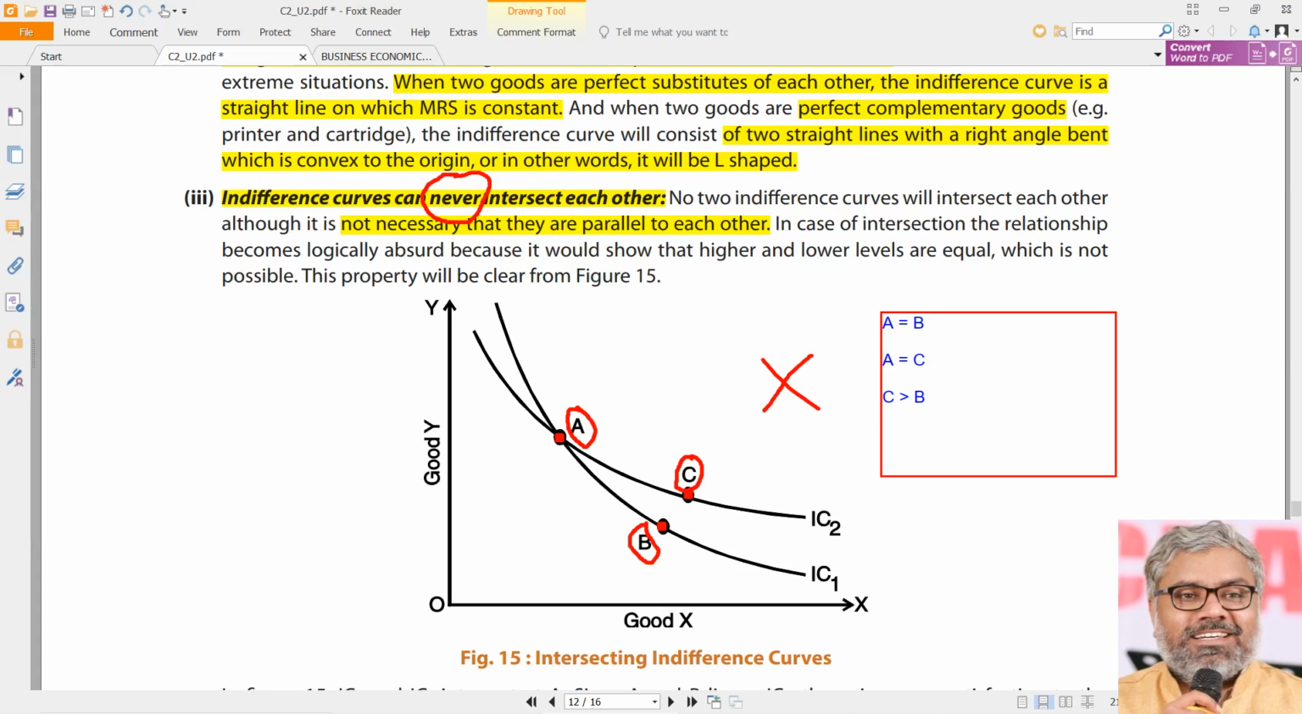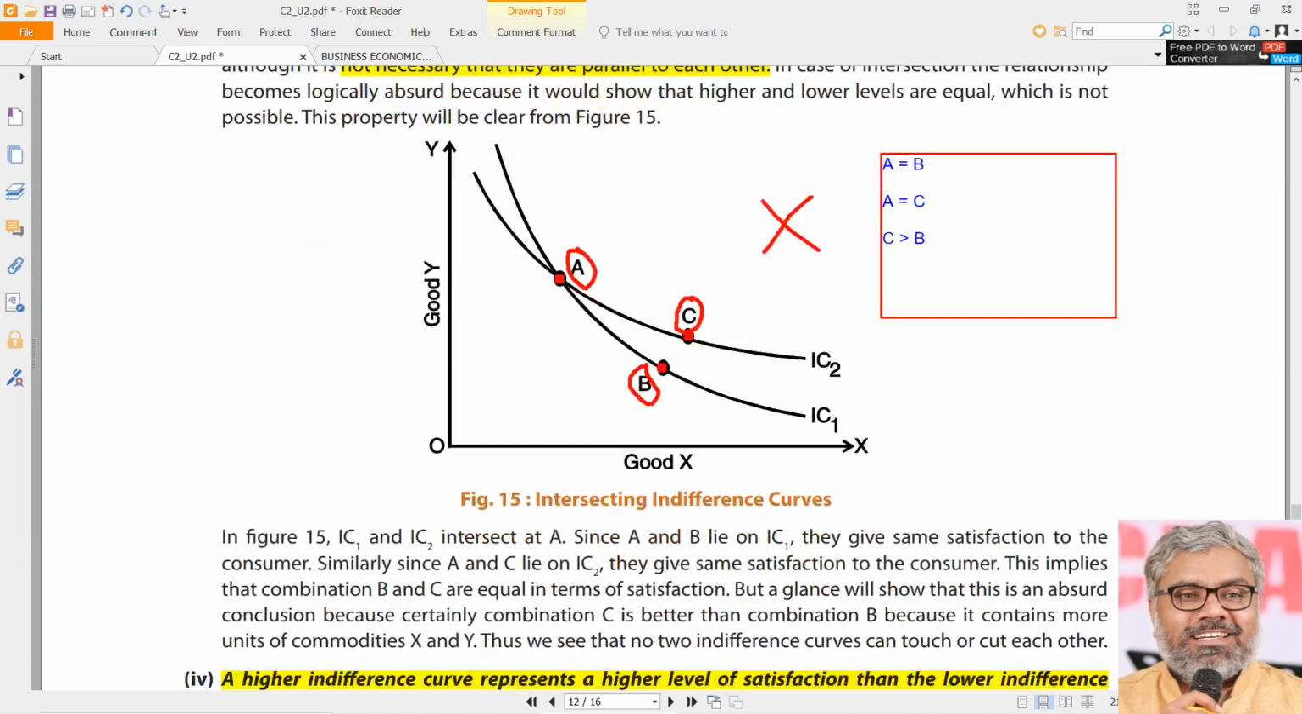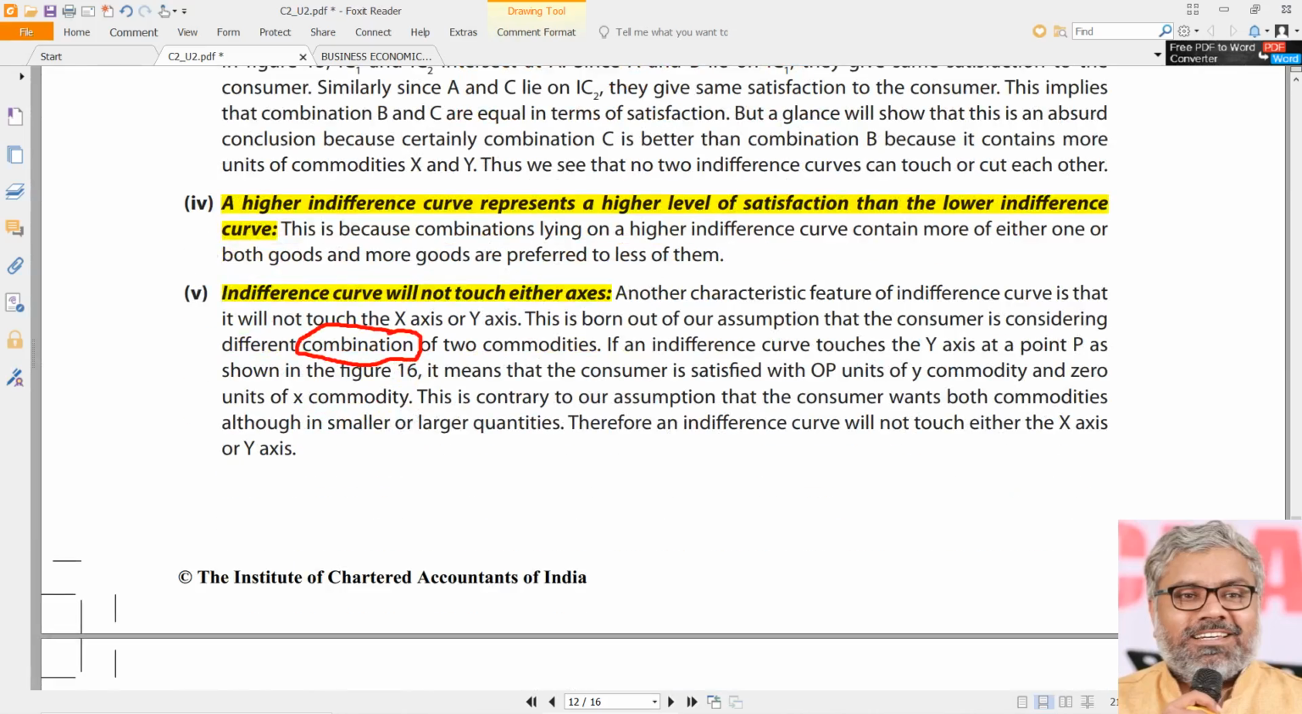In this case, A is the same point, which is there on both IC1 and IC2. It cannot give different levels of satisfaction, because IC1 is giving C satisfaction and B satisfaction also, which cannot be equated to A. That is not possible. So indifference curves can never intersect each other. And a higher indifference curve always represents a higher level of satisfaction than a lower indifference curve. Why? Because any particular person will have more satisfaction consuming more commodities than fewer commodities. That is why a higher indifference curve gives a higher level of satisfaction.